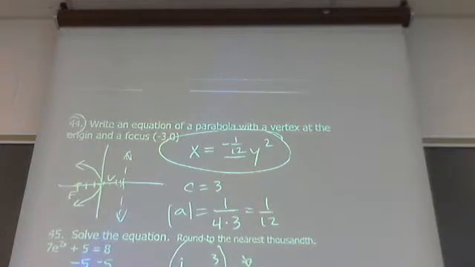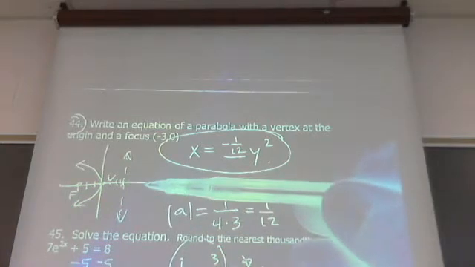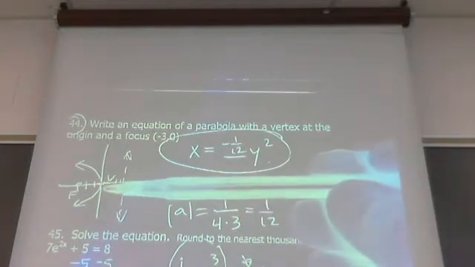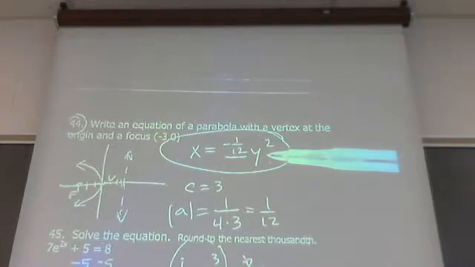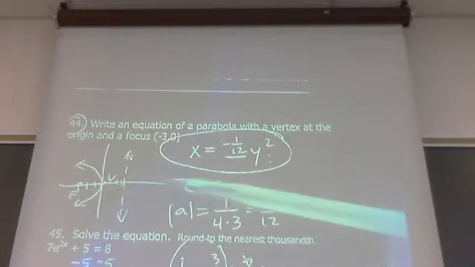Alright, question 44 was on my list. Draw the picture. That's always my recommendation to you. If you draw the picture, you'll know which way the parabola opens. And if you know that it opens to the left, you know it's going to be x equals y squared. Why don't you see h and k in this equation? Because they're both zeros. That's why you don't see them in the equation.